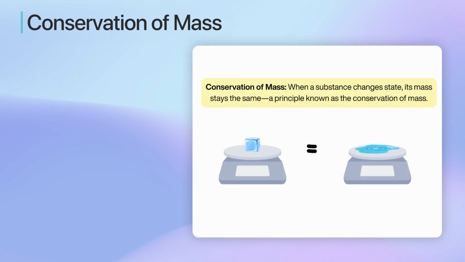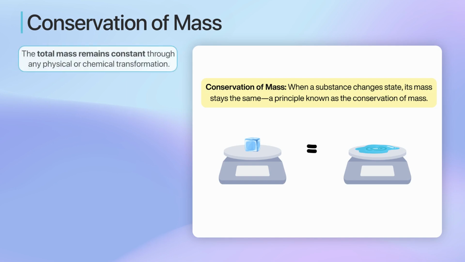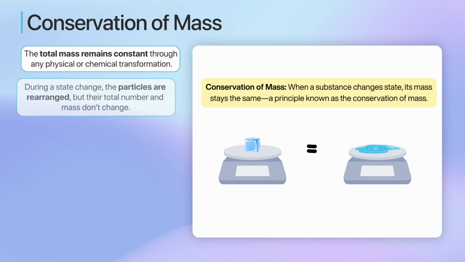When a substance changes state, its mass stays the same, a principle known as the conservation of mass. This concept asserts that the total mass remains constant through any physical or chemical transformation. During a state change, the particles are rearranged, but their total number and mass don't change.